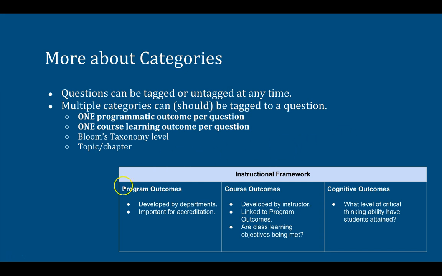Just a little bit more about the instructional framework for outcomes. Program outcomes are developed by your departments, and they are often influenced by your accreditation standards, if you have any. Course outcomes are developed by the instructor. They're linked to program outcomes, and they ask the question, are your class learning objectives being met or not? There are other types of outcomes as well, such as cognitive outcomes, and Bloom's taxonomy is typically used for a cognitive outcome example. And it's asking what level of critical thinking ability have students attained.